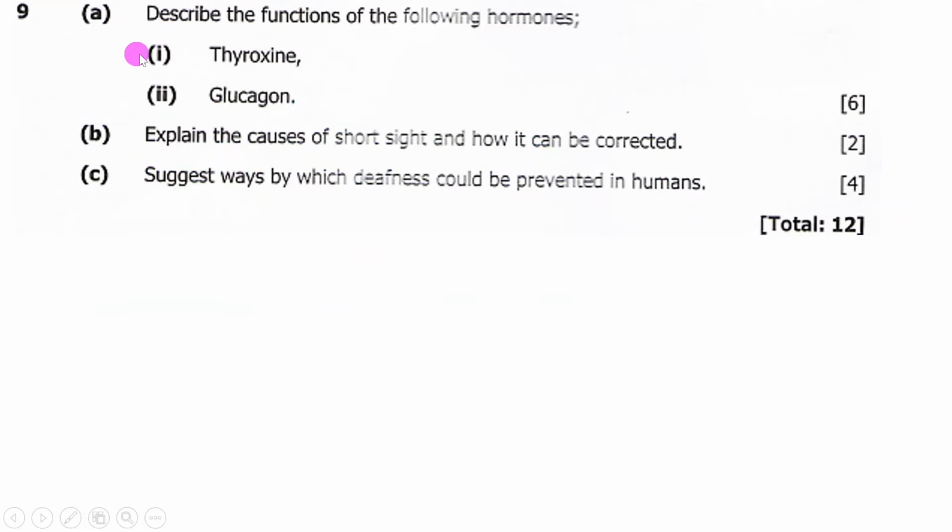Now we go to question 9. A, which says describe the functions of the following hormones. Part 1, thyroxine. Part 2, glucagon. B, explain the causes of short sight and how it can be prevented. Then C, suggest ways by which deafness could be prevented in humans. So let's start with question part A.